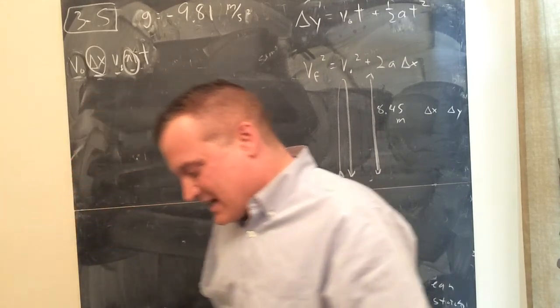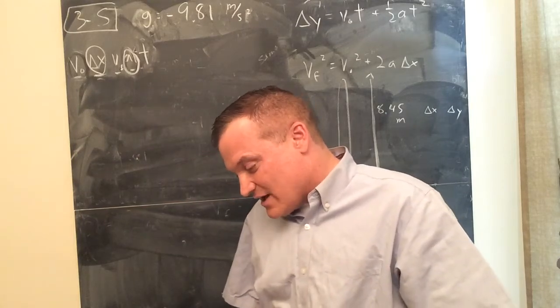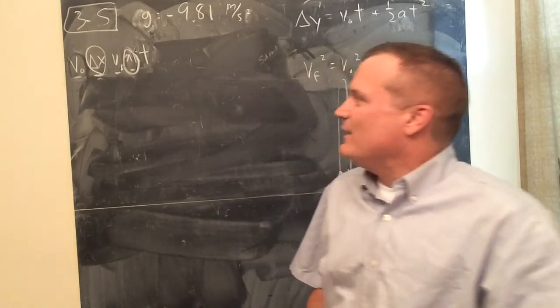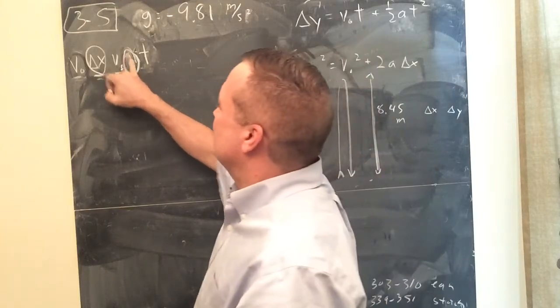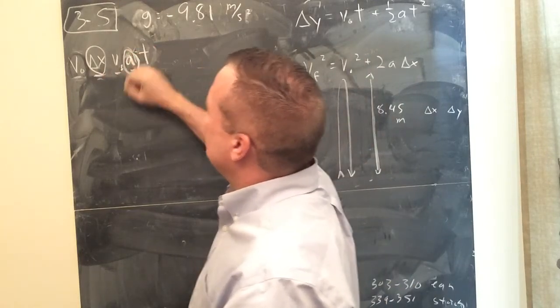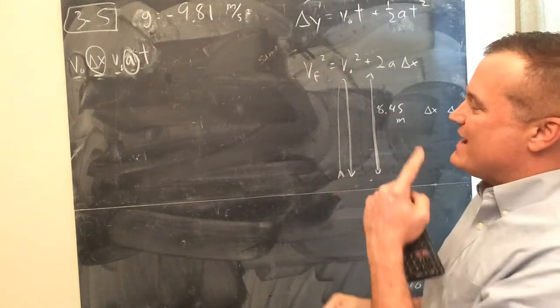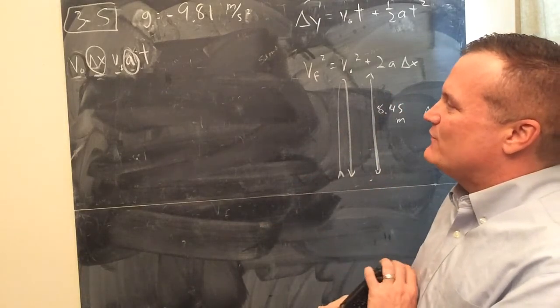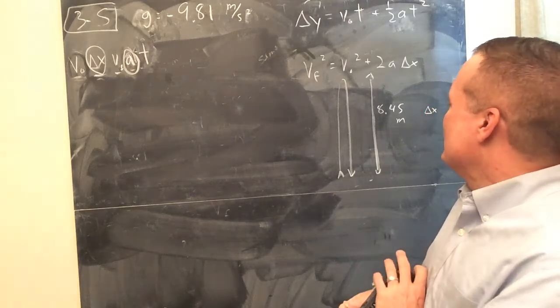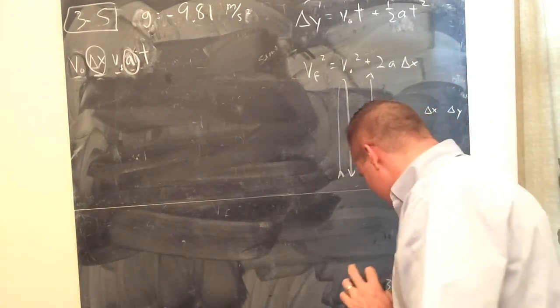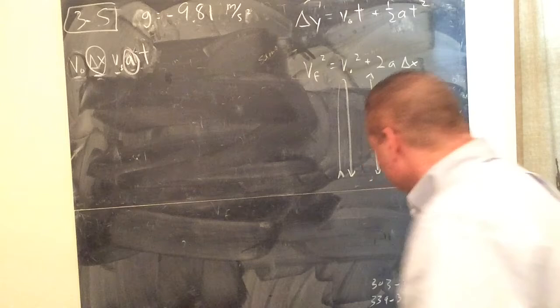So, find the time of travel and the final velocity of the television. Now it looks a little tougher. Like, wait a minute, what can we find? We only have two things given there. We only have the height and we have the acceleration, negative 9.81. But what about the others? Well, it turns out there is something else that we know.